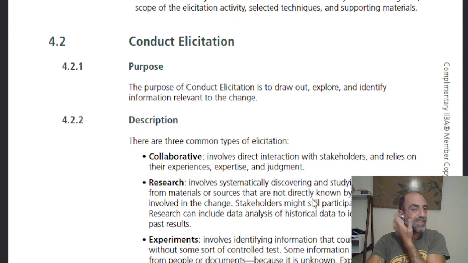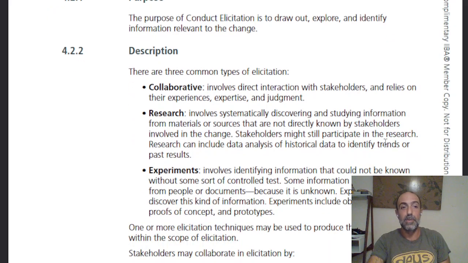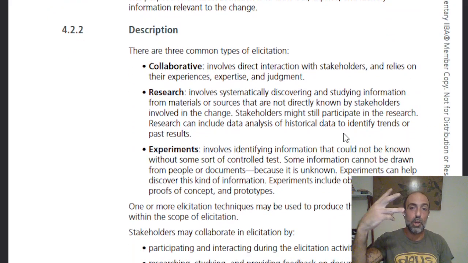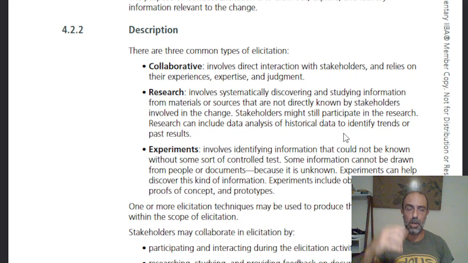What we're doing right now is conducting elicitation. So, what's the purpose of this? The purpose of conducting elicitation is to draw out, explore, and identify information relevant to the change. Amazing. Simple, straight to the point. There are three common types of elicitation: collaborative, research, and experiments. We talked about them earlier when they were telling us about the chapter.